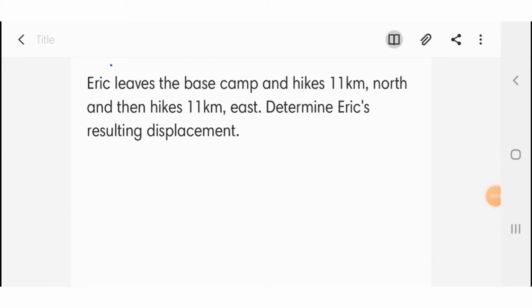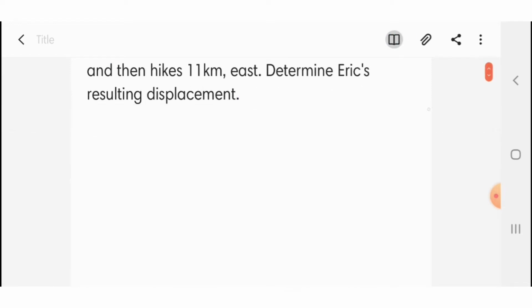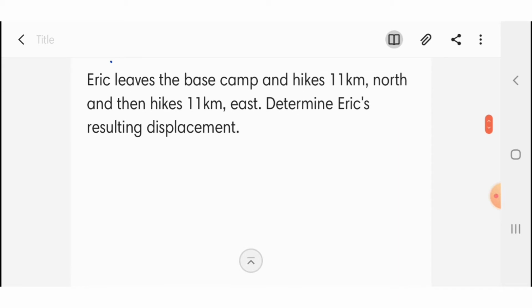Eric leaves the base camp and hikes 11 km north and then hikes 11 km east. Determine Eric's resulting displacement. This problem asks to determine the result of adding two displacement vectors that are at right angles to each other. The resultant of walking 11 kilometers north and 11 kilometers east is a vector directed northeast, as I will be showing you in this diagram.